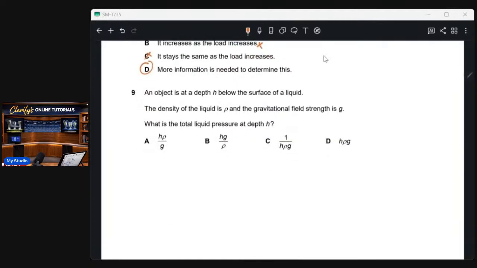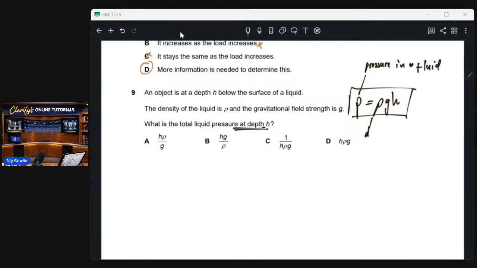An object is at depth h. Okay, this is still chapter 1. What is the total pressure at depth h? Pressure P is equal to rho times g times h. This is pressure in a liquid. In any fluid, pressure is gotten by saying rho g h. So can everybody write this? This is pressure in a fluid.